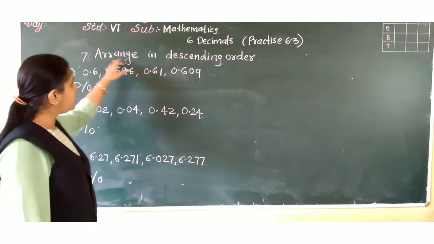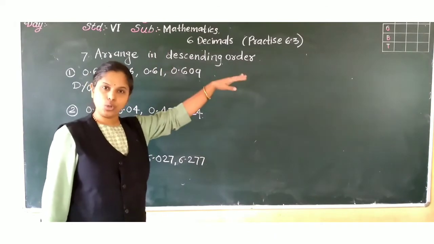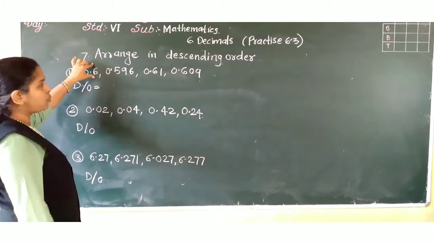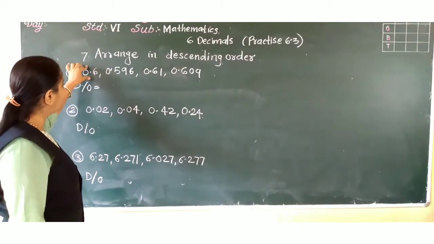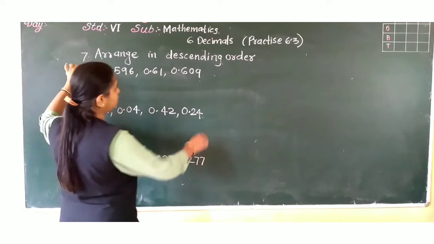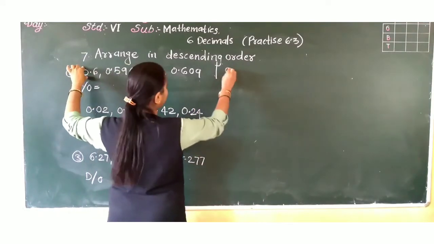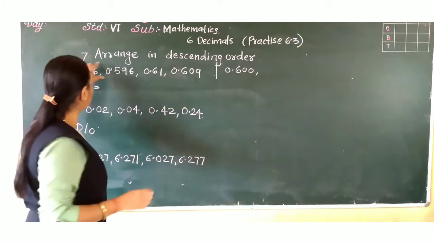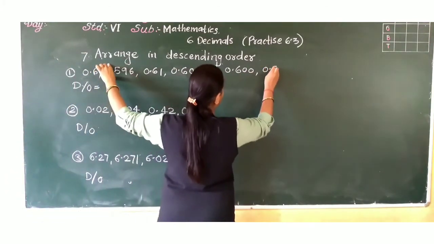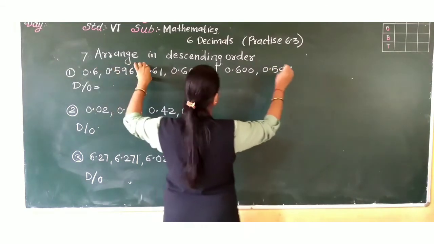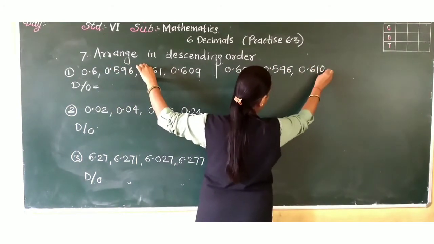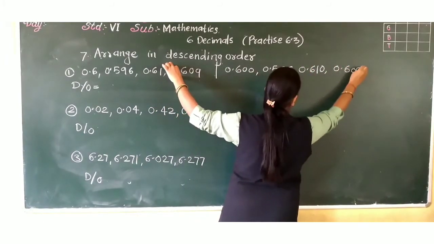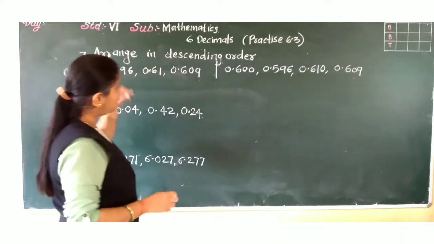Question number 7. Arrange in descending order, means from highest to lowest. Now here, which is highest? See this, if I convert it to like decimals, then it will be 600. See here, what will it be? Everywhere here 3 digits are there, no? So I will convert it into 3 digits. Then this is 596. This is 0.61, it will be 610. And here 0.609. Now compare.